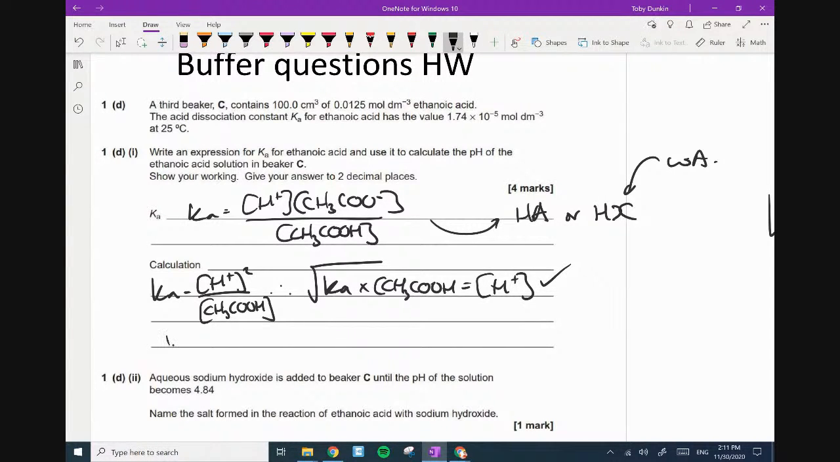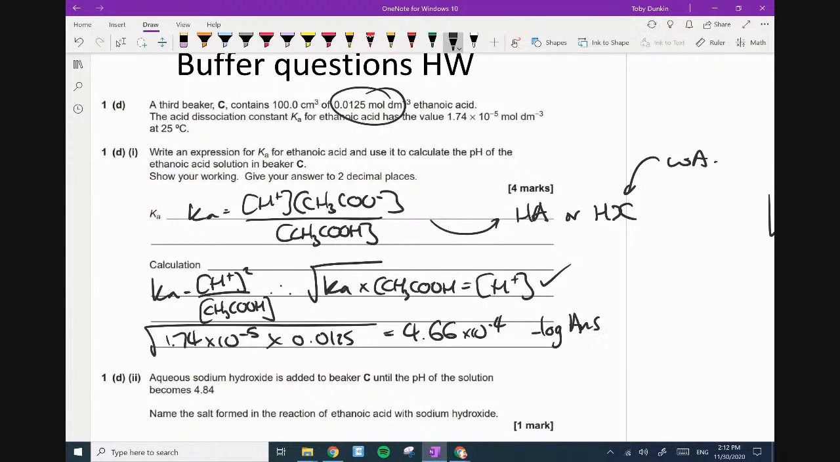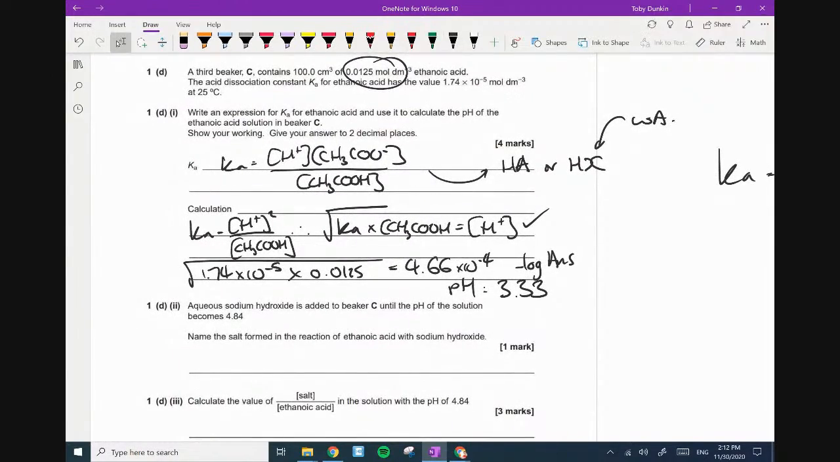Input the numbers for another mark. You have to use the Ka, I know my Kas, but they've given me a slightly funny one there: 1.74 times 10 to the minus 5, multiplied by the concentration of the weak acid, 0.0125, and then I'm going to root that. The volume makes no difference. So that's 1.74 exponential minus 5 multiplied by 0.0125, root answer. That's going to be a mark. 4.66 times 10 to the minus 4. Then minus log answer, and I get a pH of 3.33. There we go. Weak acid question only.